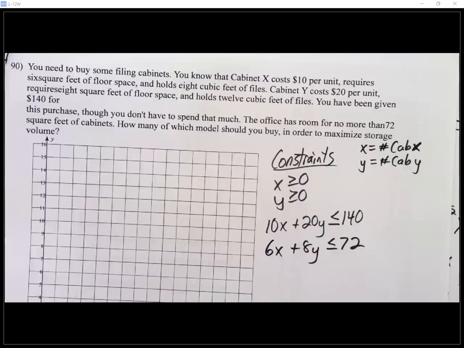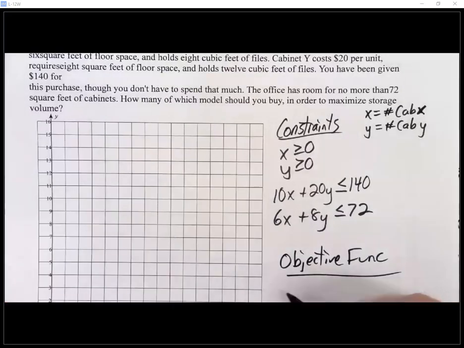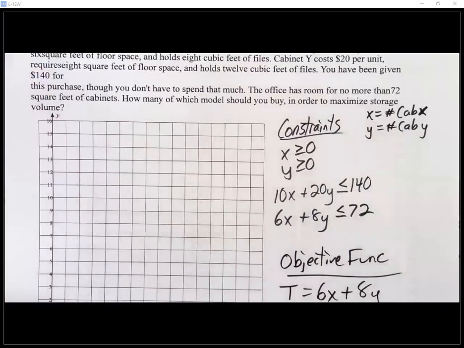Then we had our objective function. My main goal is to have the most storage that I could possibly have. So my total, I'll use T for total. The total I'm going to get is 6 square feet from X and 8 from Y. That's what I'm trying to maximize. Then you graph these things. Remember getting the feasible region and we would shade it in? I'll do it real quick.